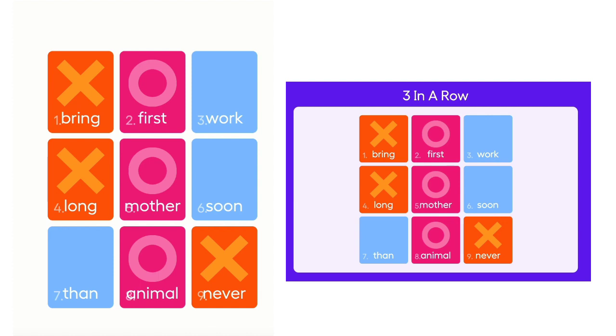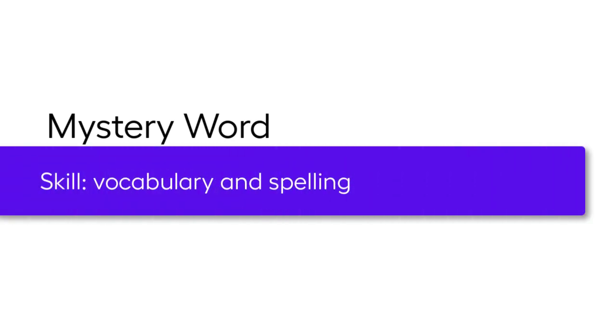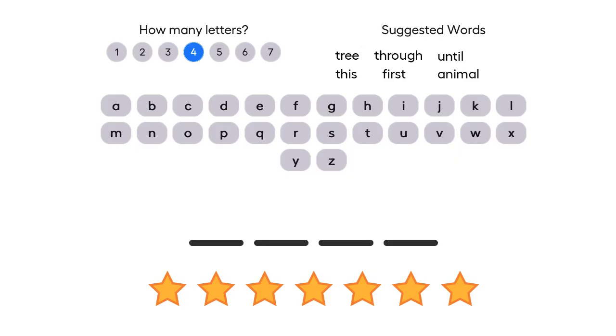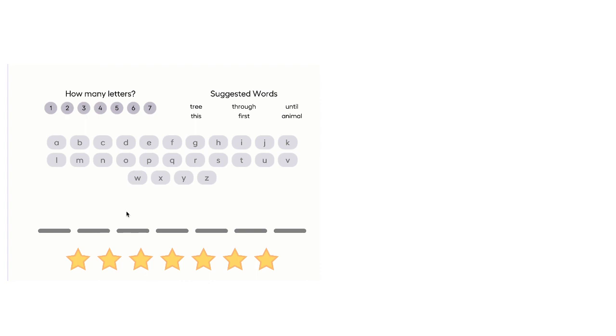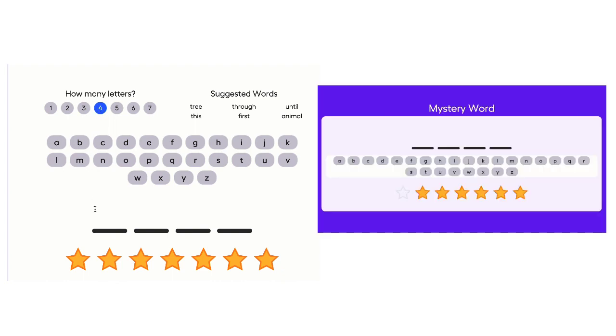Mystery word is a fun way of learning vocabulary and will help students remember the spelling of new words. To begin, think of a word or use one of the suggested words found on the right side of your screen. The student cannot see these words. When you have a word in mind, click on the number of letters of the word. Your student will see the same number of blank spaces on their screen.